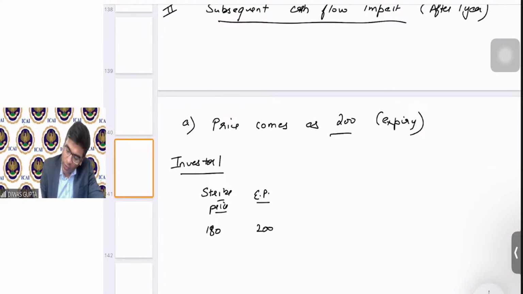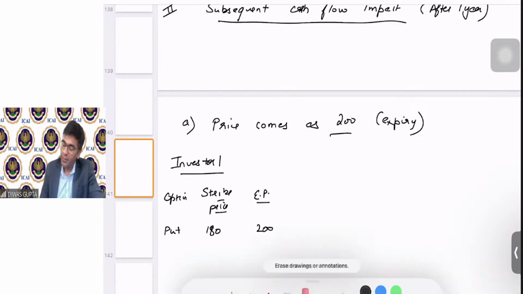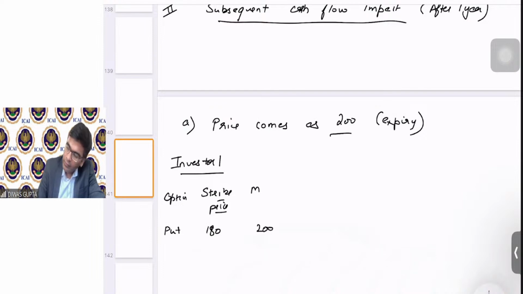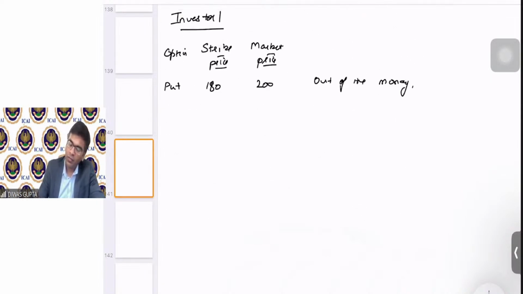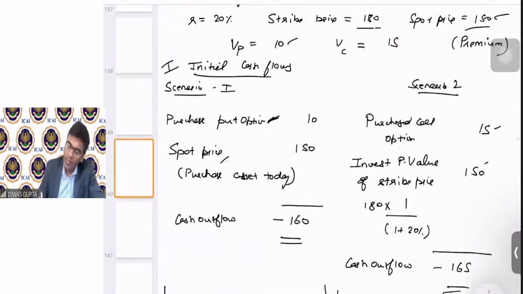See, we are talking about the option as put option. Put option strike price is 180. The market price has gone up to 200. So that means it is out of the money. Now, since it is out of the money, investor one, what was his initial portfolio? He had purchased a put option and he had purchased a share also.